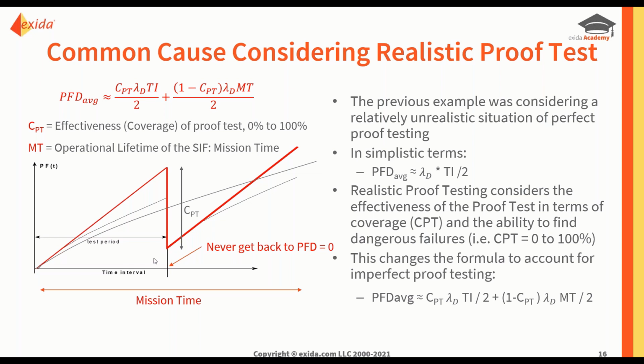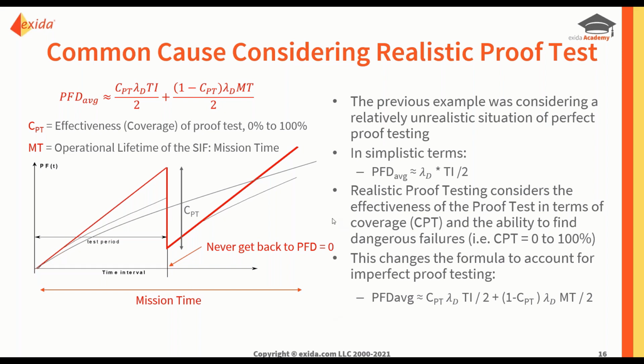So if we assume, let's say 90%, meaning we can find 90% of the potential dangerous failures that the automatic diagnostics can't find, then we would not be coming back down to here every time. And you can see the next time we do it, we'd be down here somewhere. So the mission time now becomes a key factor. I have done previous webinars and an Exida Explains on the relationship between the proof test coverage, the proof test interval, and the mission time.